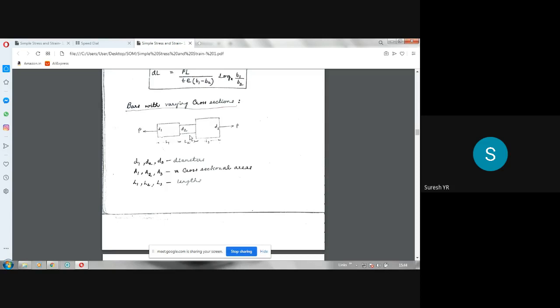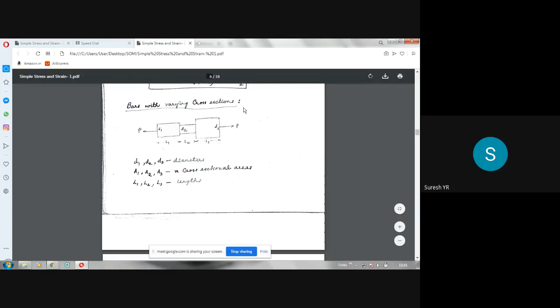It is a circular rod only, but it consists of three portions. Three elements you can call. So these three are called three elements in the bar. If the entire system, all three bars put together, you can call it a composite bar. You can use that word, composite bar.